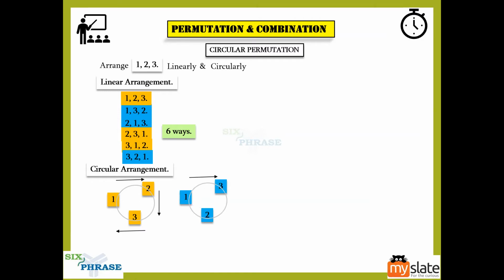So not only 1, 3, 2, it will also give you 2, 1, 3. It will also give you 3, 2, 1. Okay, so that is why, if you can do this in 6 ways, the same circular arrangement can be done in 2 ways. Or in other words, if the linear arrangement is 3 factorial, the corresponding circular arrangement will be 3 minus 1 factorial, which is 2 factorial. And you know 2 factorial is equal to 2.